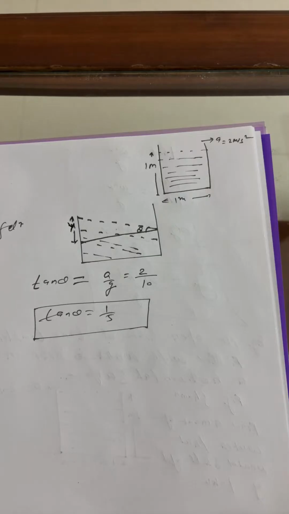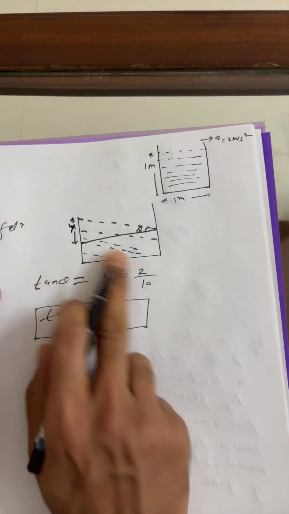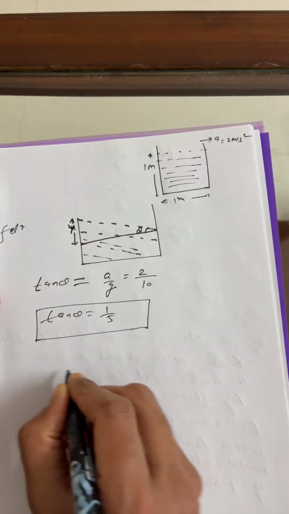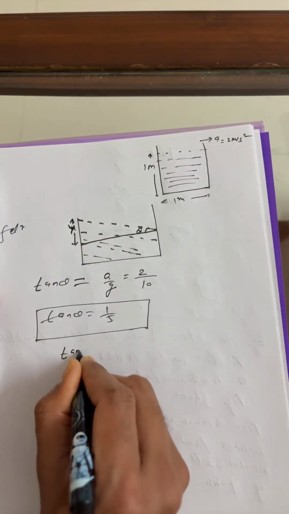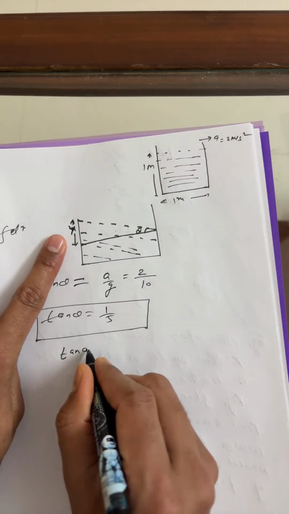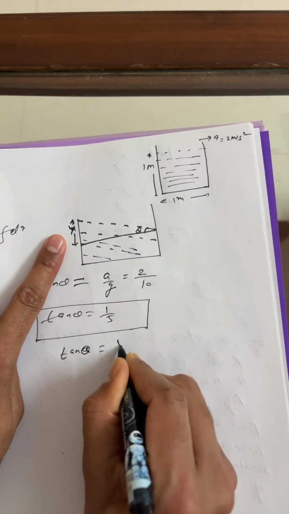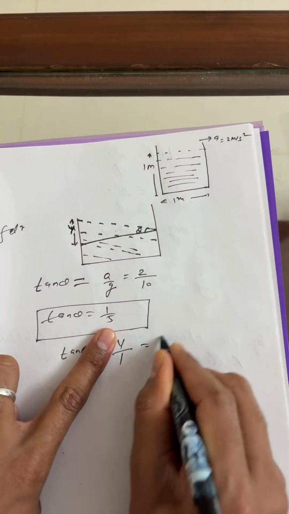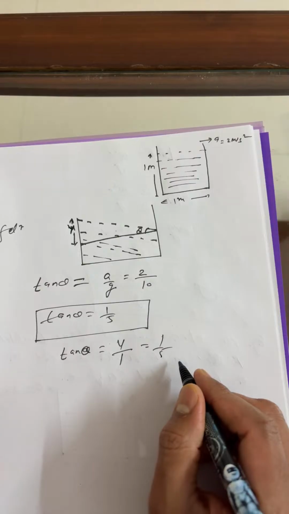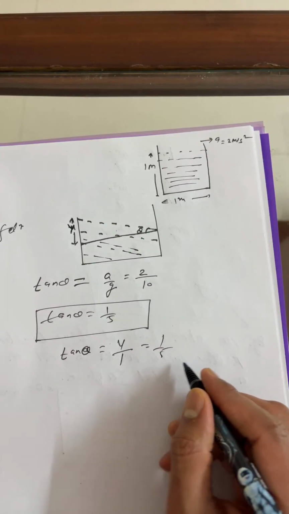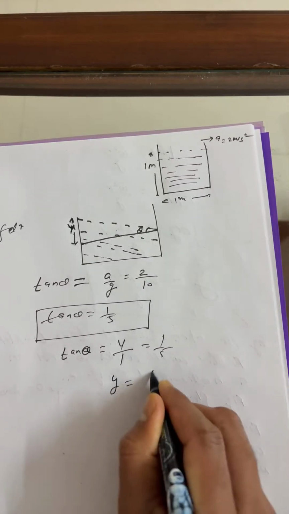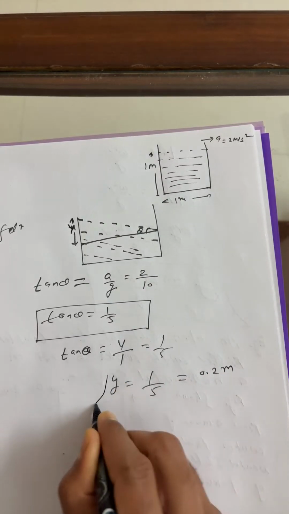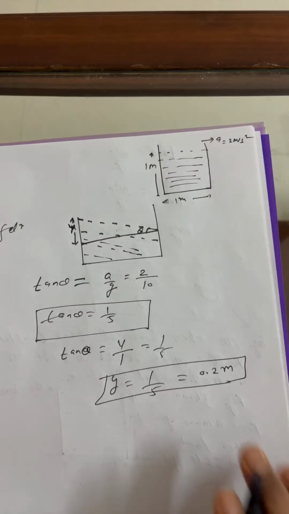So you can see for this condition, we can equate tan theta. Tan theta you can also write as this by 1, and this is already found, 1 by 5. So finally you will get Y is equal to 1 by 5. Y is 1 by 5 means this is 0.2 meter.